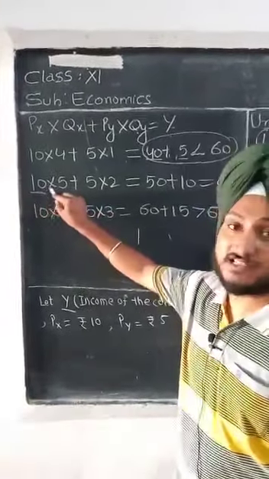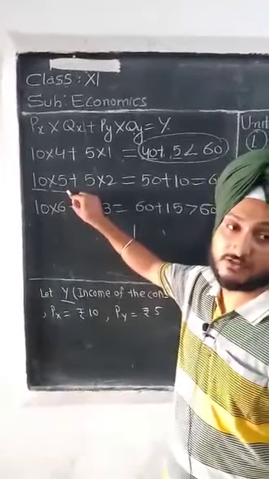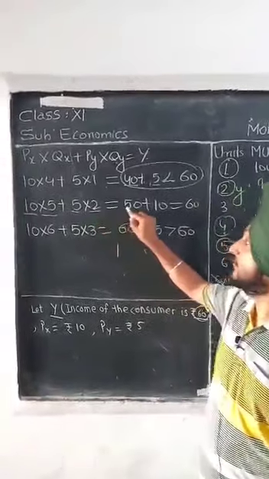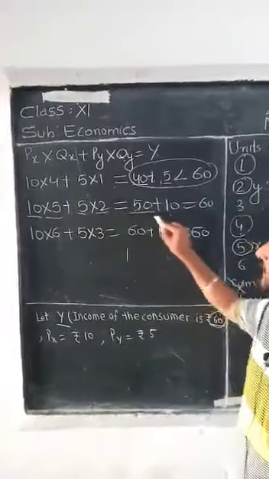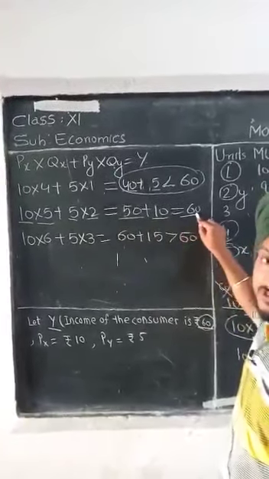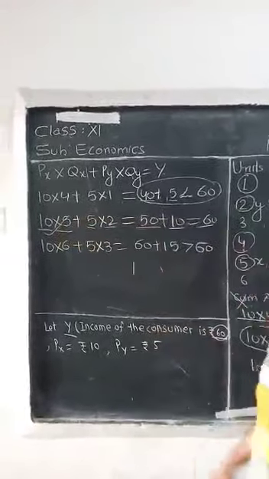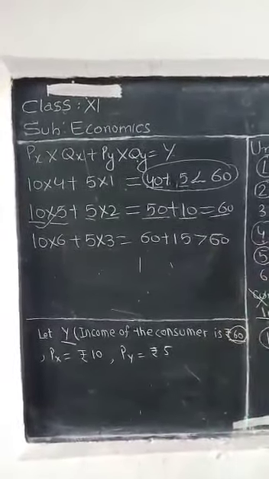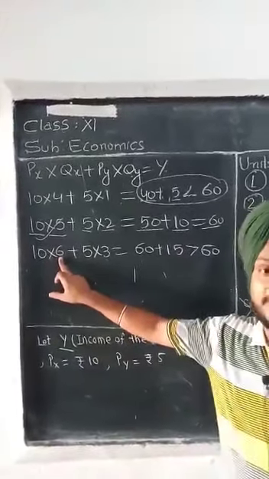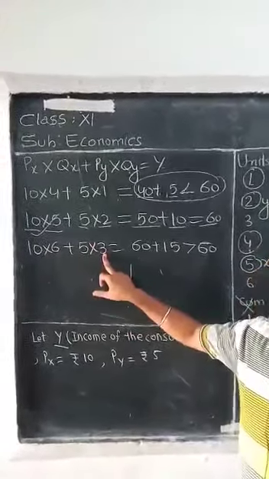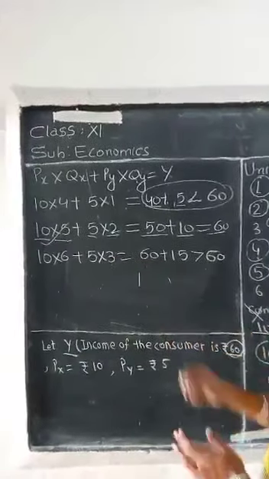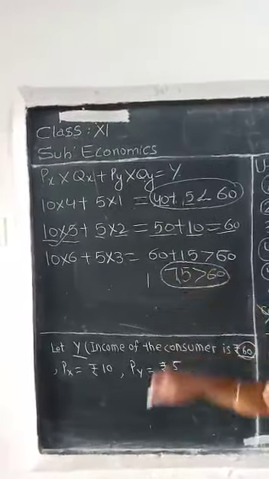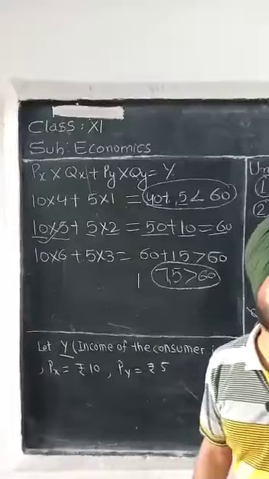Second, 10 is the price, 5 is the number of units he is consuming of x, plus 5 is the price, 2 units he is consuming of y. So 10 into 5 is 50, 5 into 2 is 10, 60 is equal to 60. Here the consumer will be in equilibrium because the combination he has chosen is equal to his budget. And the last one is 10 into 6 units of x, 5 into 3 units of y. So it will become 75, which is greater than his income. So here he cannot afford this combination.